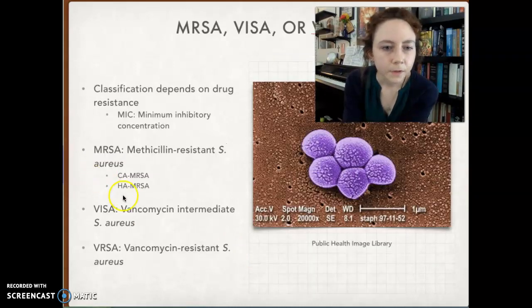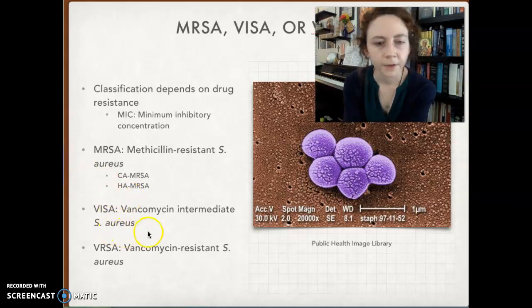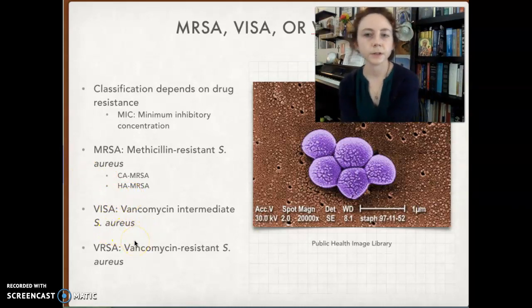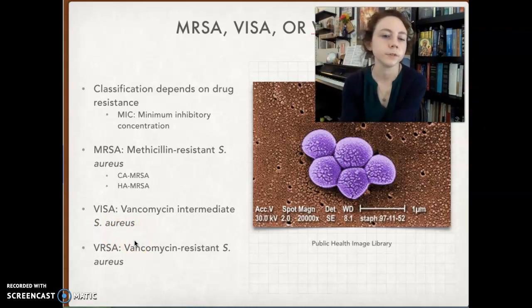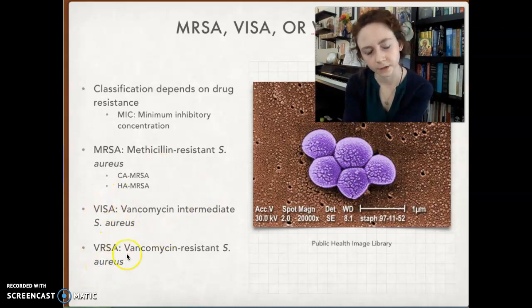And then there's VRSA and VISA. These are staph infections which are resistant to the antibiotic vancomycin. And they're both resistant to it, but there's a distinction even between them, so I'll get to that in a second.